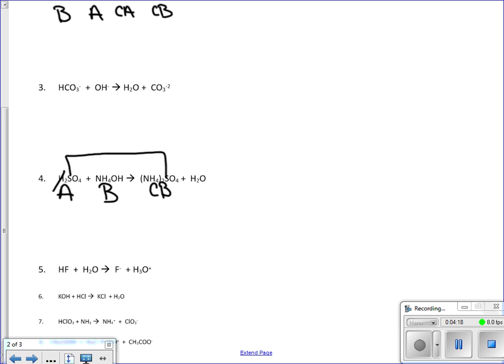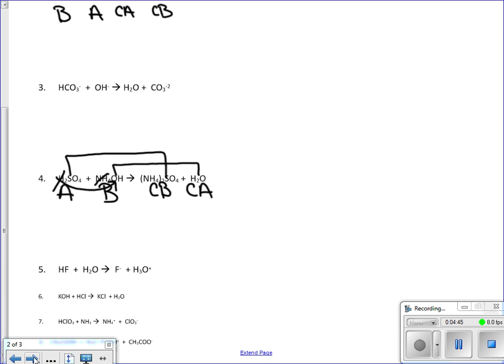Well, what happened to our base? We lose our sulfate, we have OH minus, and it gains this hydrogen from our acid. If OH gains a hydrogen, it becomes H2O, which would be labeled as our conjugate acid. All right, so now you should be able to finish the rest of 1 through 8.